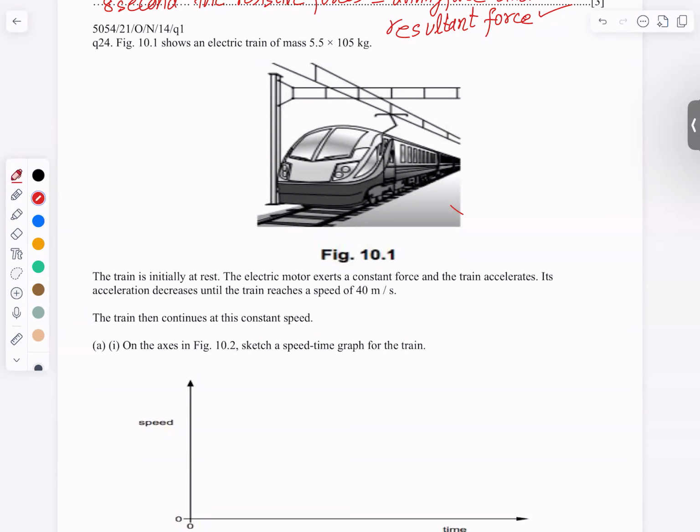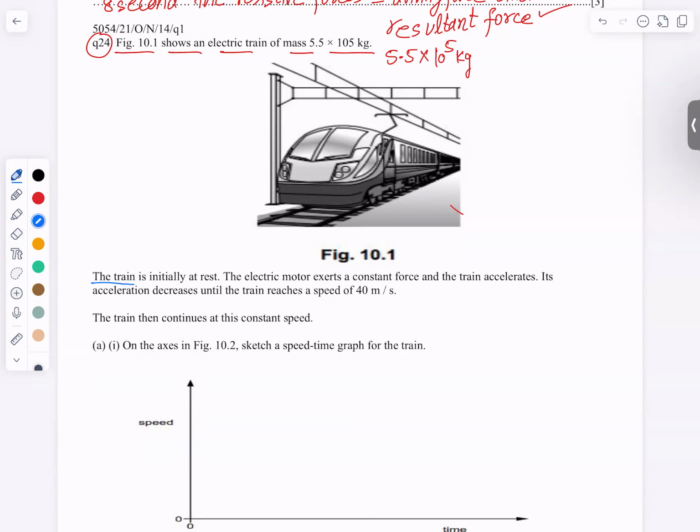अच्छा जी, हम कर रहे हैं जी क्वेश्चन नंबर 24। Figure 10.1 shows an electric train of mass 5.5 into 10 power 5. This is a misprinting here. It's 5.5 into 10 power 5 kg. अच्छा, अब और क्या कहा हुआ है?